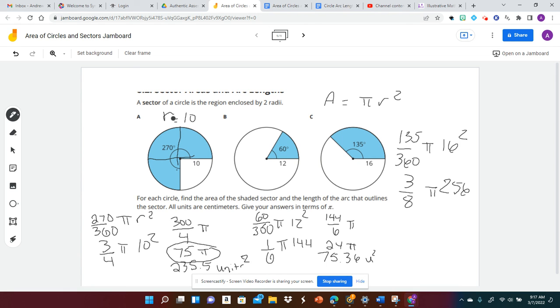And then here I can go 256 times 3 divided by 8, which is 96. So this area of the sector is 96 pi square units. Then if we need an approximation, I go 96 times 3.14, which is 301.44.